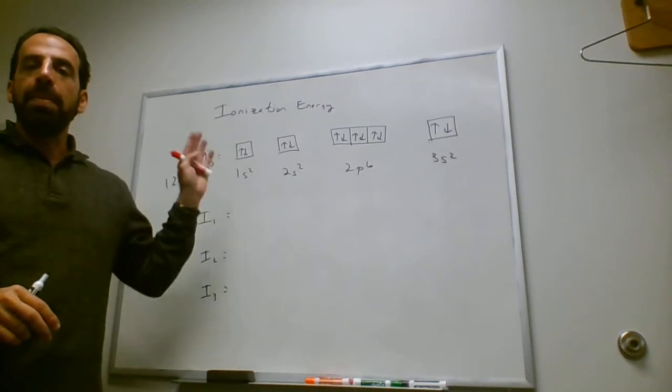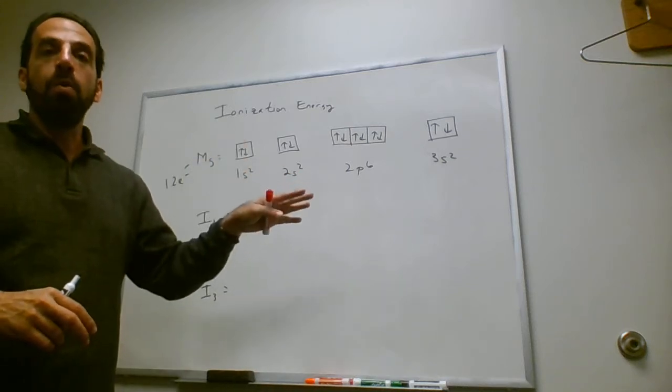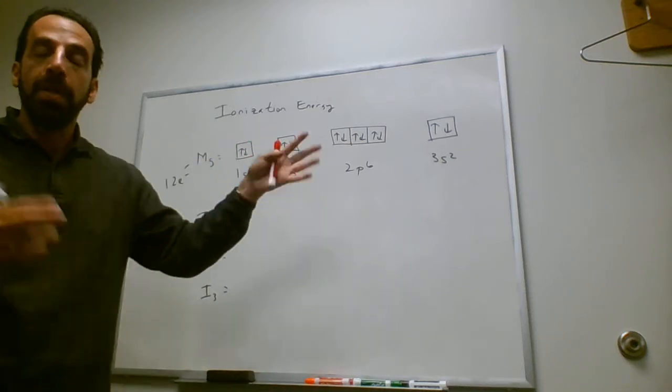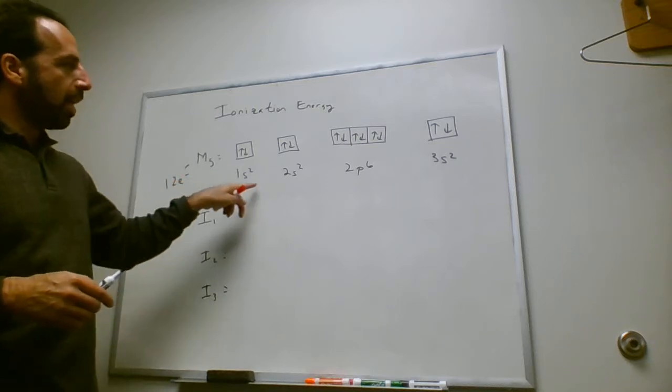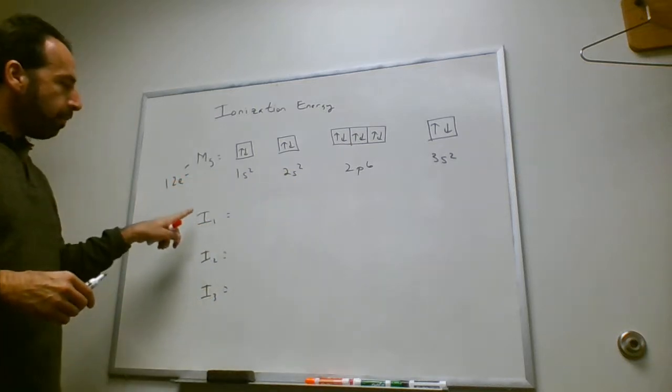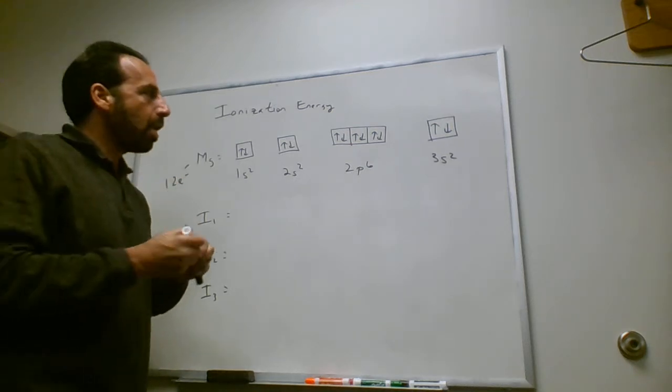So today I want to look at some ionization energy trends, namely how much energy it takes to remove successive electrons, more than one electron. So let's take a look at magnesium. Magnesium has this electron configuration. The first ionization energy is how much energy it takes to remove that outermost electron. So we're talking about this one right here.